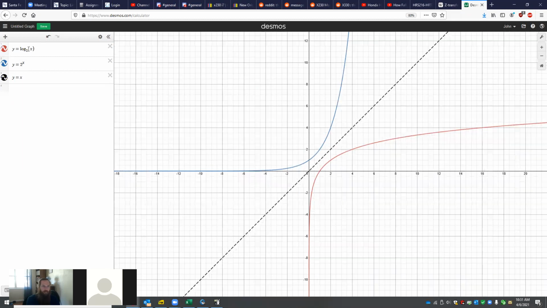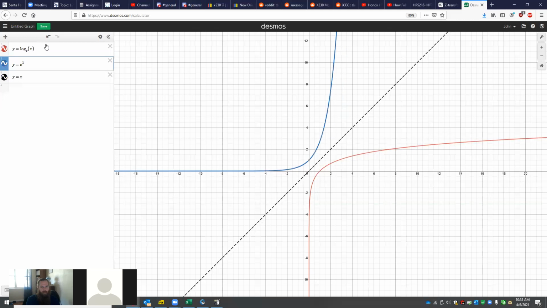I could change the base to other numbers. Like I could change this base to e and change this to e, and you get that same symmetry.